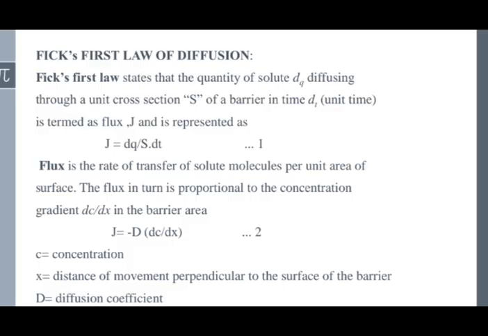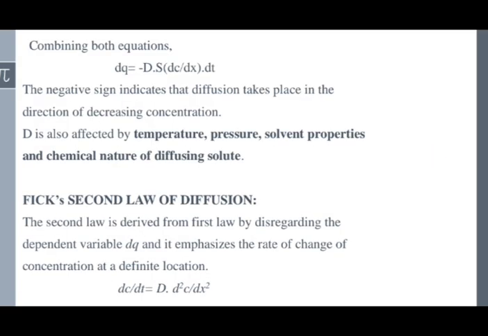Flux is proportional to the concentration gradient. It is given by J equal to minus D into dC by dx, where C is the concentration, x is the distance of movement perpendicular to the surface of the barrier, and D is the diffusion coefficient. The negative sign indicates that diffusion takes place in the direction of decreasing concentration. D is also affected by temperature, pressure, solvent properties, and the chemical nature of the diffusing solute.